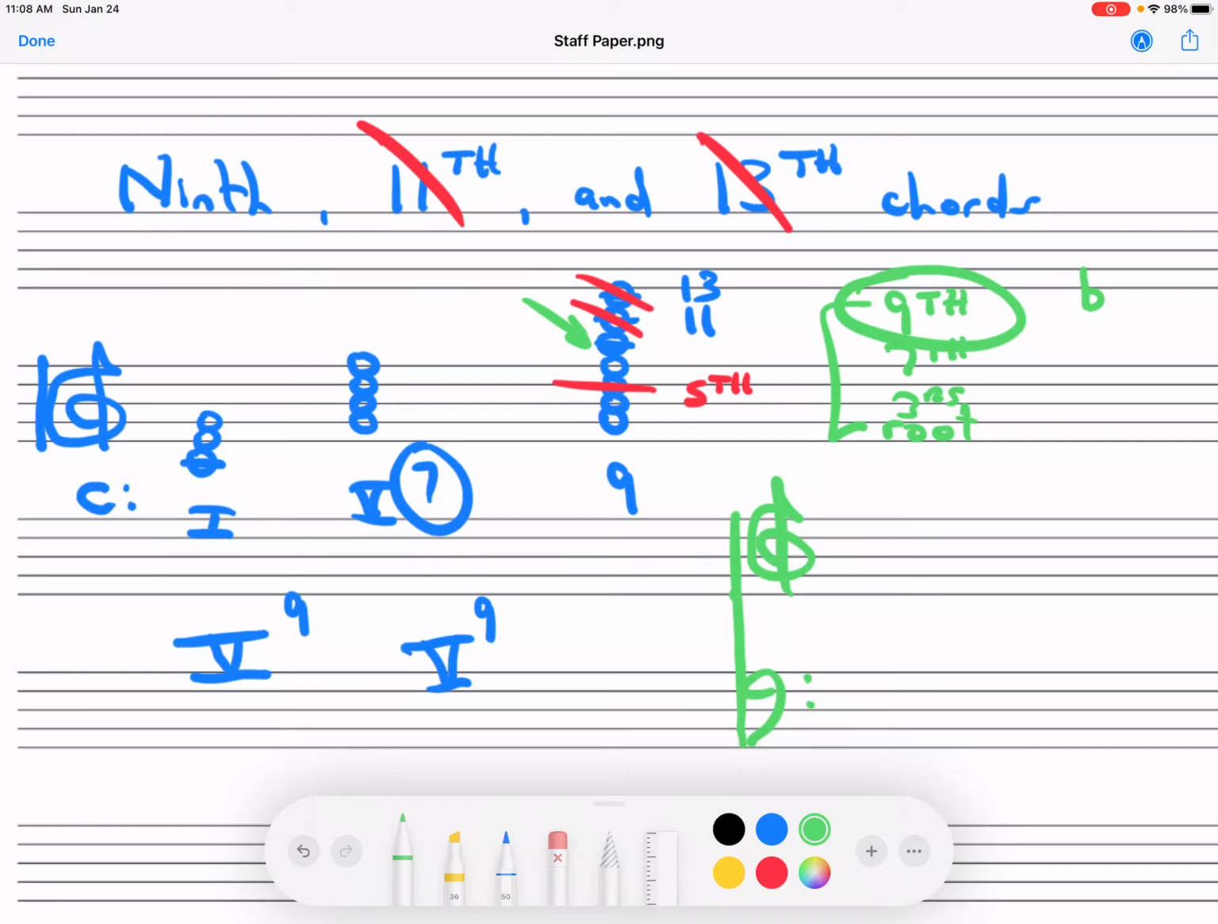Oftentimes you'll see the 9th in music, but it doesn't really last. It might be a non-chord tone. Here's a little bit of a Beethoven sample in the key of A flat. There's the flat 9. Even though it's accented with that clashing 9th, it immediately resolves. So you might just analyze it as a non-chord tone in situations like that.